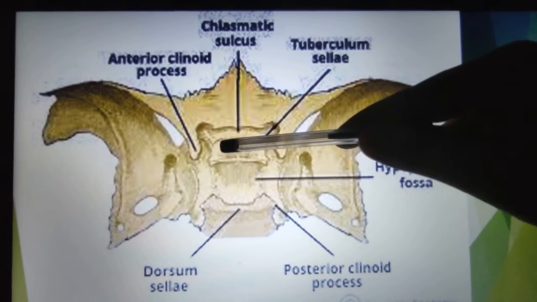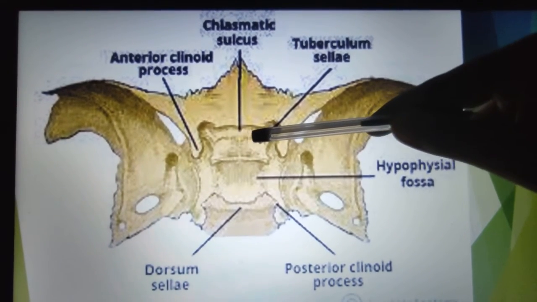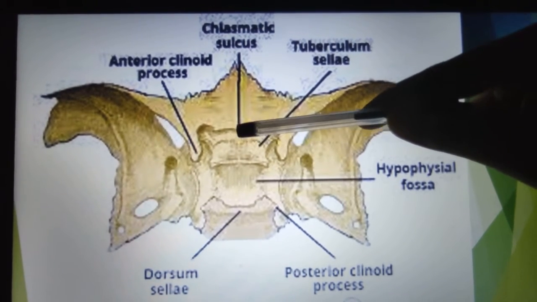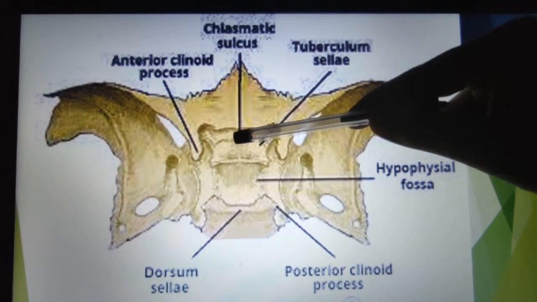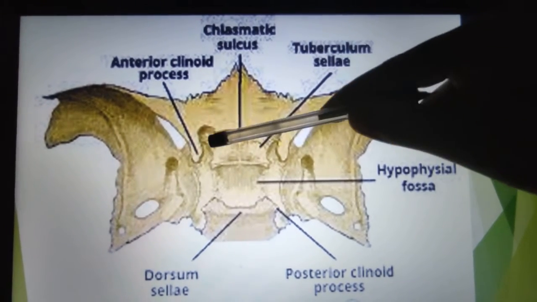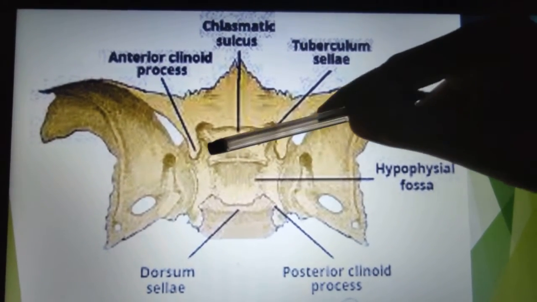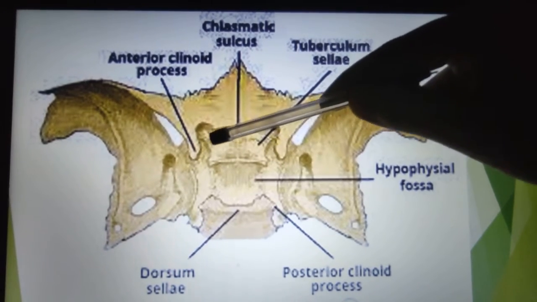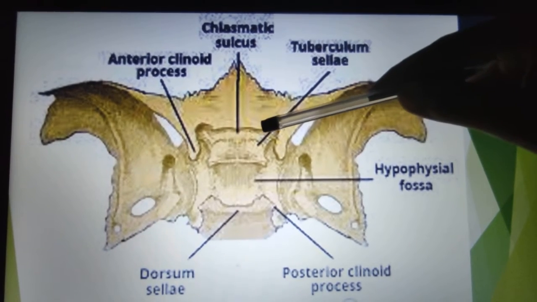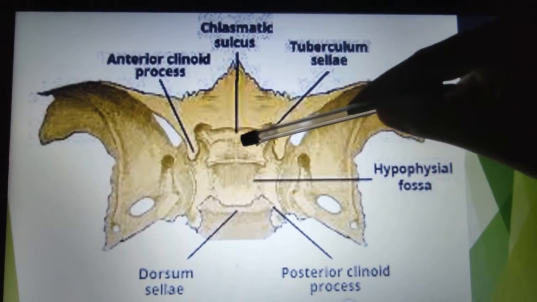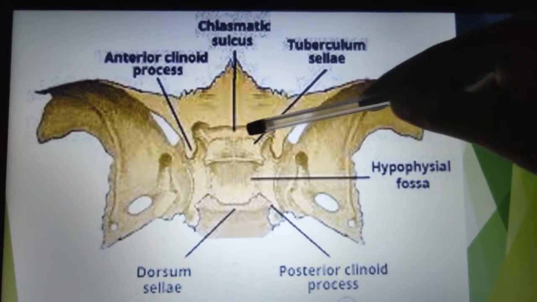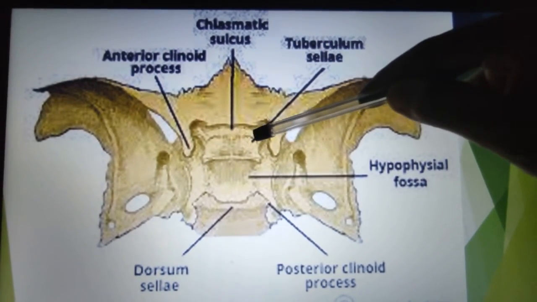Next, tuberculum sellae. This is the tuberculum sellae, which is an elevation that forms just behind the sulcus chiasmatis. Middle clinoid process. Here we can see the middle clinoid processes, which are the lateral prominent ends of the tuberculum sellae. Okay, so we know that this is the sulcus chiasmatis, then the tuberculum sellae. On each side of the tuberculum sellae, we have the middle clinoid process.